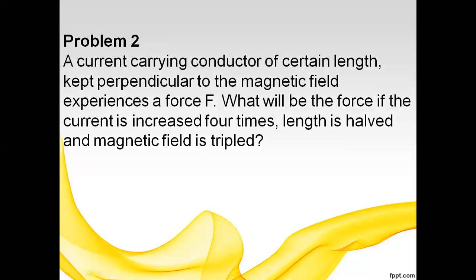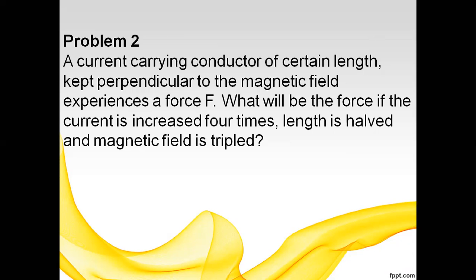the current carrying conductor of a certain length kept perpendicular to the magnetic field experiences a force F. So what will be the force if the current is increased 4 times, length is halved and magnetic field is tripled? So in this problem we aren't given any numbers.